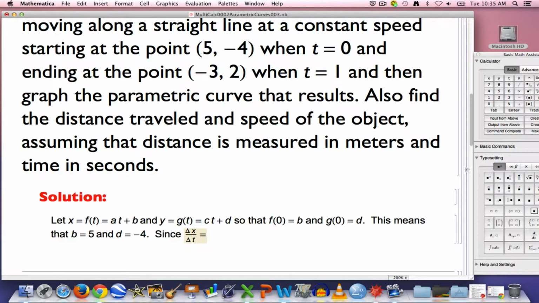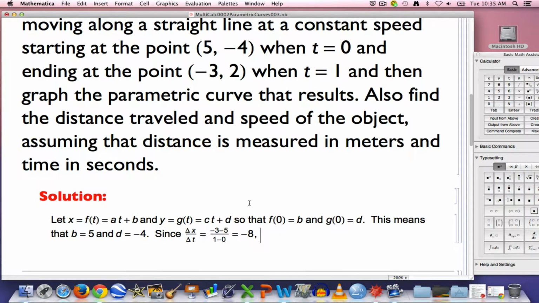How do you calculate delta x? What's the change in x? Well, x starts at 5 and goes to -3. So the change in x is -3 minus 5. What about the change in time? Time starts at 0 and goes to 1. Delta t, the change in time, is 1 minus 0. -8 over 1 is going to be -8. Since that ratio is -8, we can say that a is -8.